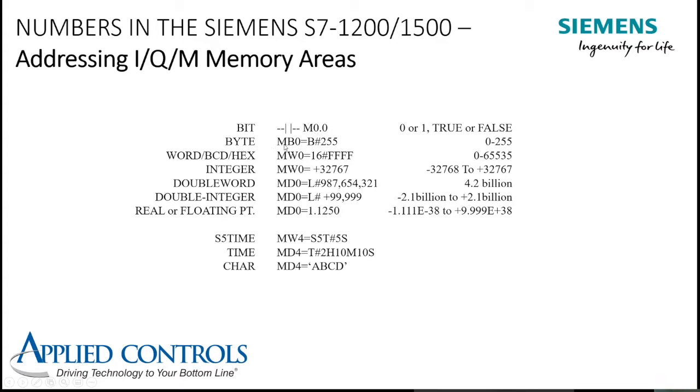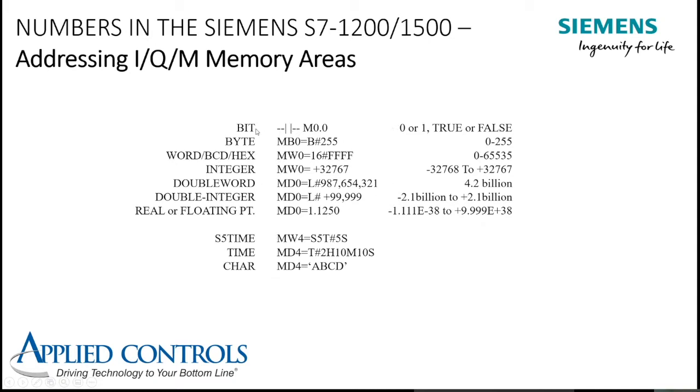If you were addressing a byte, memory byte 0. If you're addressing it as a word, memory word 0. Integers are the same because an integer and a word occupy 2 bytes, so they're both technically a word length of information. And then for double word and double integer, you just replace the W with the D, and you'll see how this notation relates to addressing information in the PLC in a second.